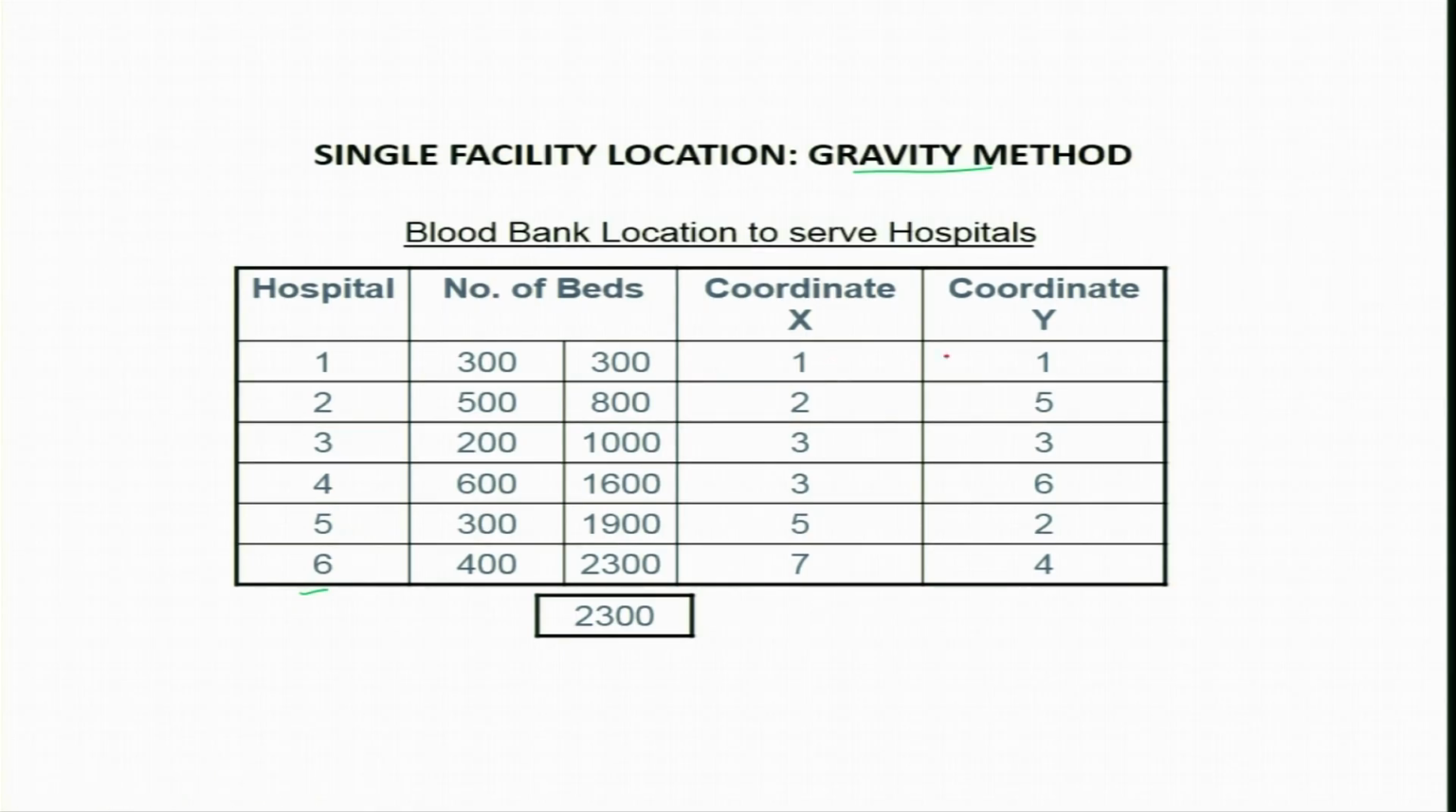And then these are the locations of these existing hospitals: 1 1, 2 5, 3 3, 3 6, 5 2, the x coordinate and y coordinate of these existing hospitals, and the total number of beds is 2300. 2300 is the total number of beds that this particular blood bank is going to serve, the various hospitals which are located at different places in the metropolitan city.